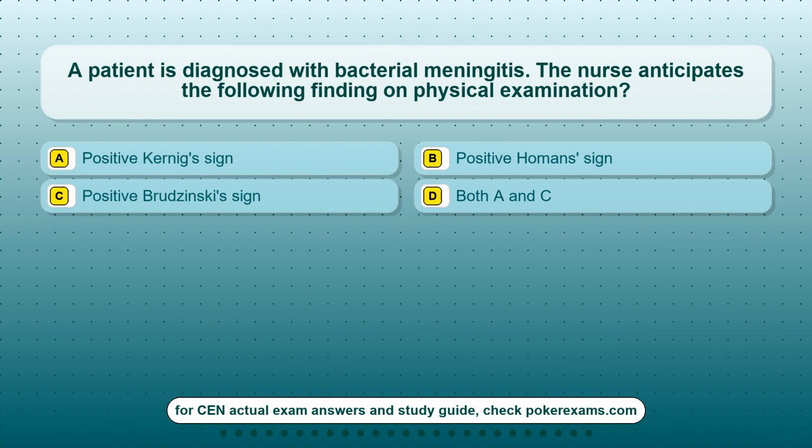Question 16. A patient is diagnosed with bacterial meningitis. The nurse anticipates the following finding on physical examination. Option A, positive Kernig's sign. Option B, positive Hohmann's sign. Option C, positive Brudzinski's sign. Option D, both A and C.